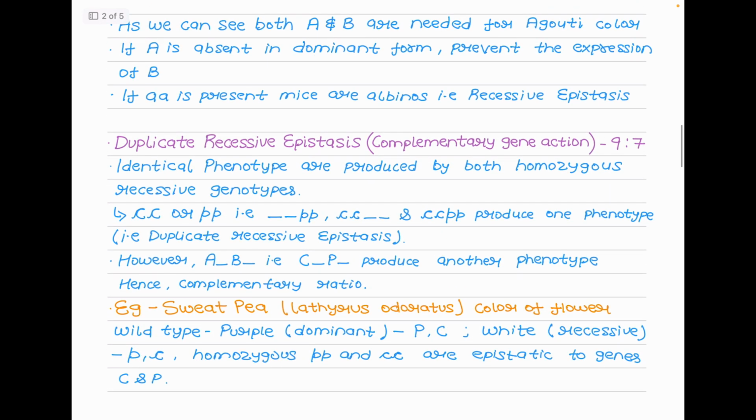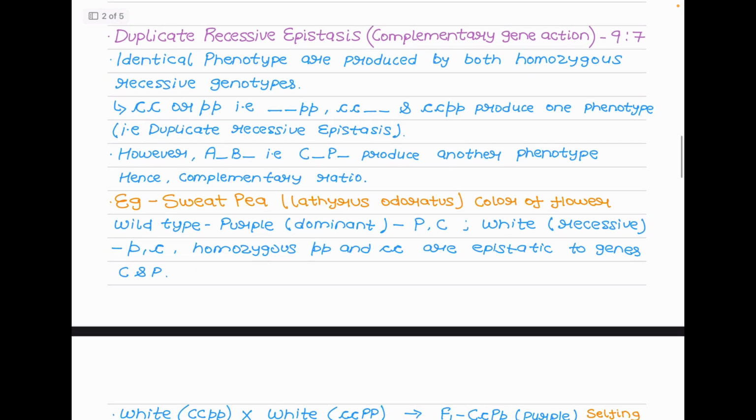Now we will talk about duplicate recessive epistasis, which is also known as complementary gene action, with a ratio of 9:7. In this case, both genes are required to work together to produce a phenotype. If either gene is homozygous recessive, the same phenotype appears. This type is very interesting because it shows how two genes are both essential to produce a trait. If either one is missing, the final phenotype is absent.